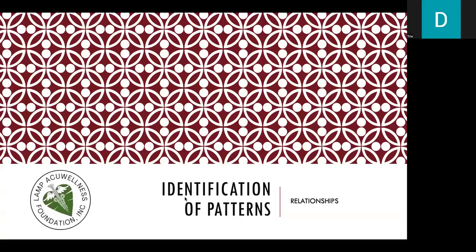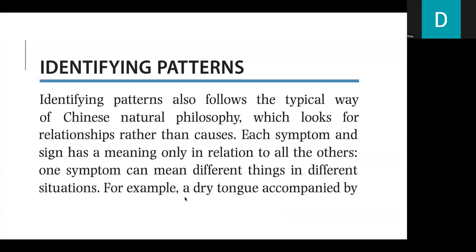Let's now go to identification of patterns. Let's discuss relationships. Identifying patterns also follows the typical way of Chinese natural philosophy, which looks for relationships rather than causes. Each symptom and sign has a meaning only in relation to all the others. One symptom can mean different things in different situations.